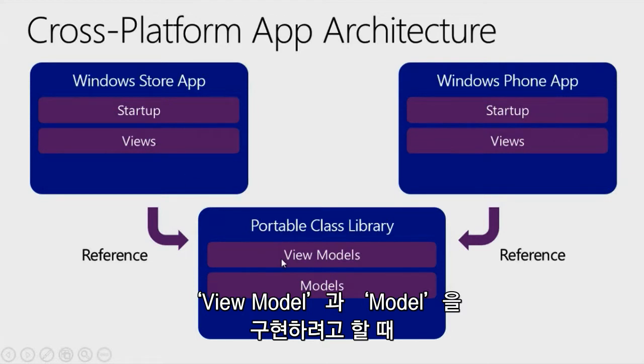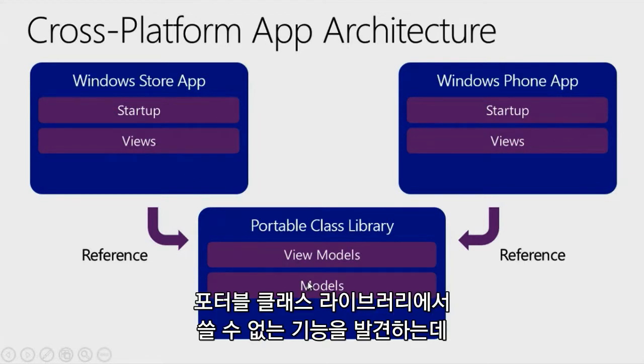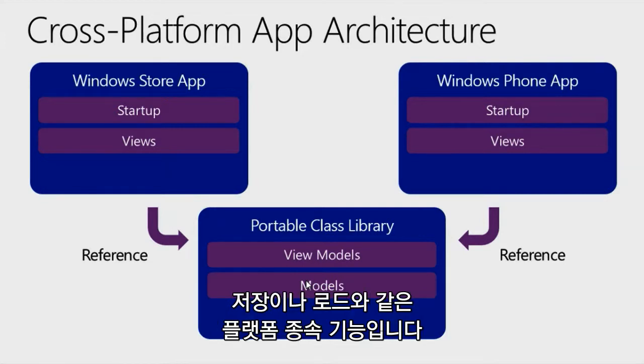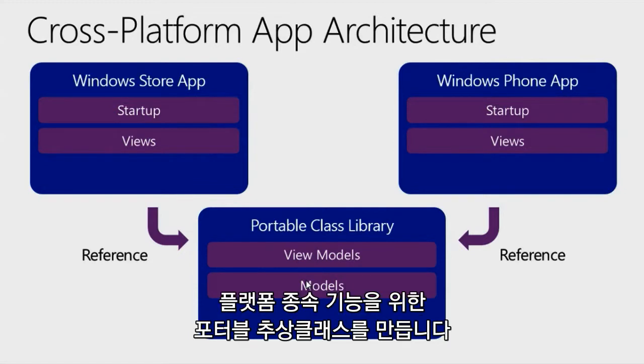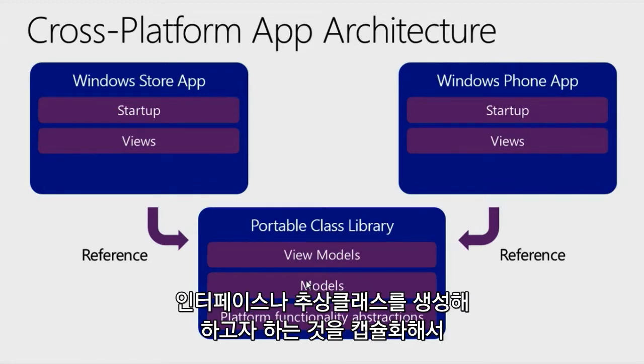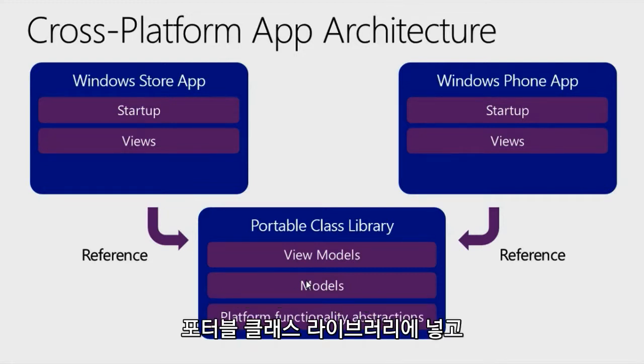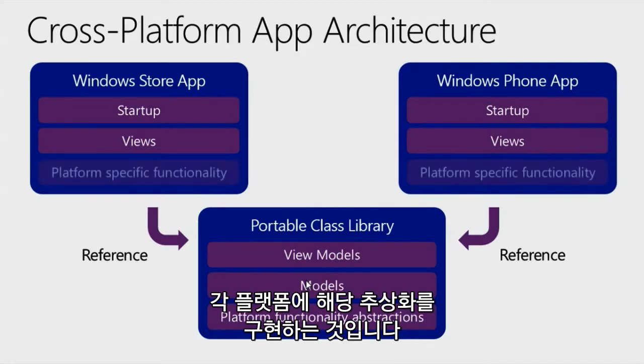Now, as you're implementing your view models and models, eventually you'll probably run into some functionality that's not available from portable class libraries because it's platform specific. For example, saving or loading to a file. So that brings us to our second pattern, which is to create portable abstractions for platform-specific functionality. Create an interface or an abstract class which encapsulates what you want to do and put that in your portable class library. And then implement that abstraction for each platform that you target.